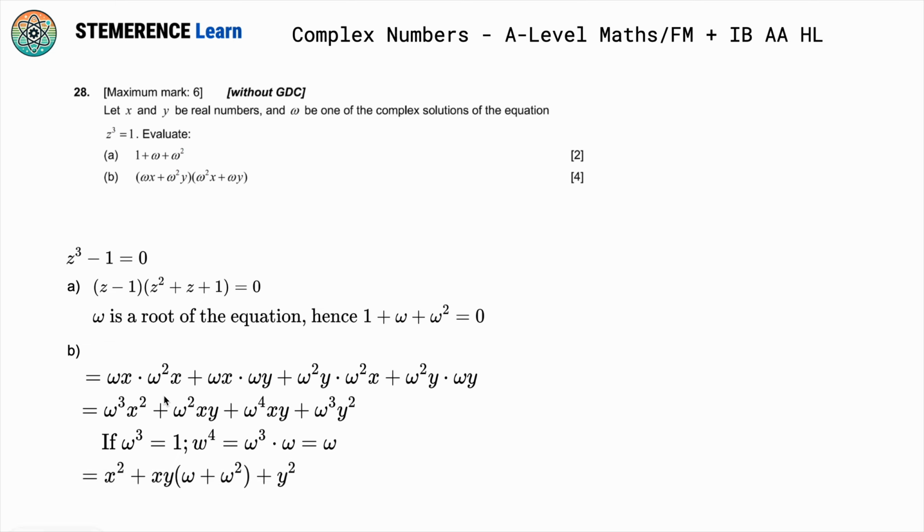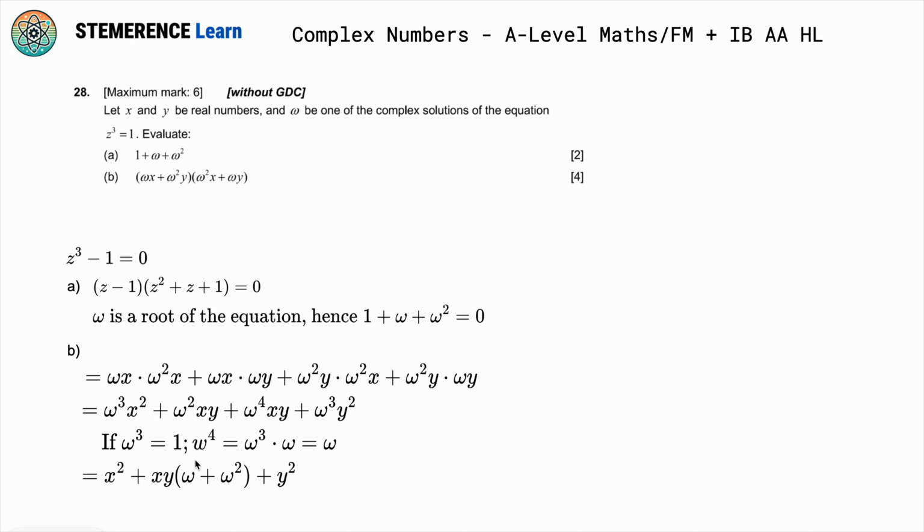Now we can factor out some stuff here. We see that there's an x squared and a y squared, and they both have a common factor of omega cubed, so we can factor that out. But omega cubed is equal to 1, so we can just leave that as x squared plus y squared. Now, if you look closely, we have xy times omega squared plus omega to the fourth, which is equal to xy times omega plus omega squared, because we found that omega to the fourth was equal to omega.